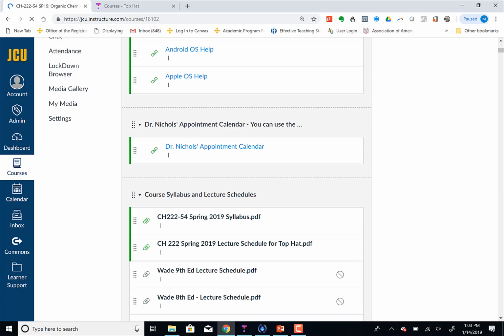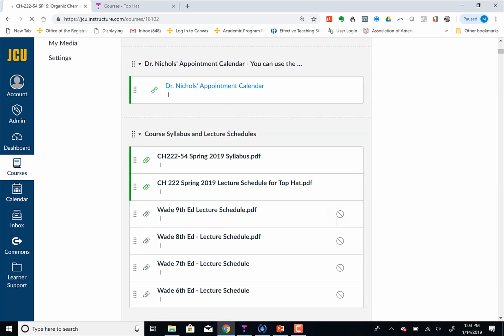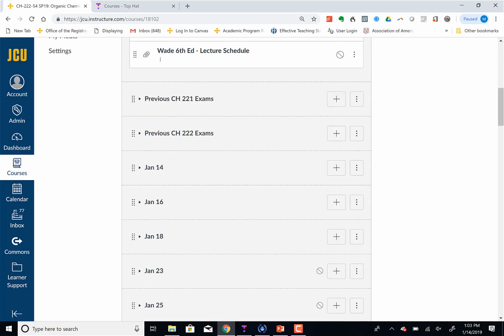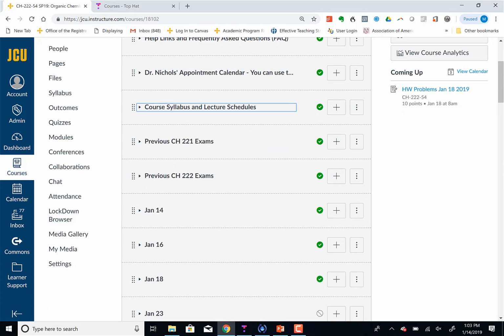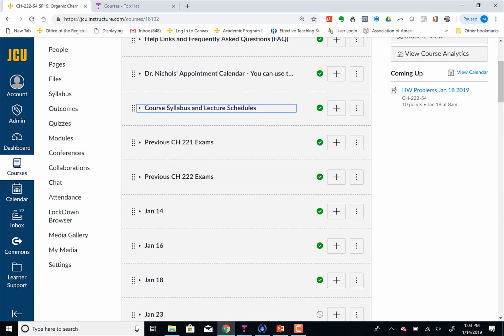Then if we go to a day's folder, we have all of the 221 exams, except last semester, which I'll move on to them, and then also all of the previous exams from this semester. So you use those as practice problems or practice exams. There's a lot of them available.